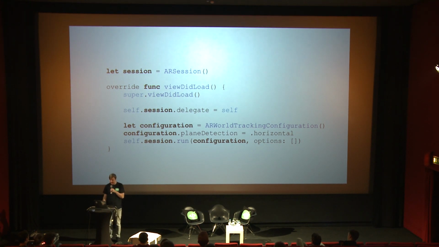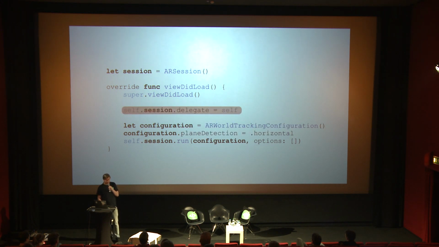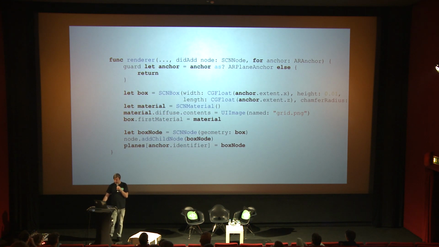So here we have an AR session without any integration to a 3D framework. This comes later. And we enable horizontal plane detection. At the moment, ARKit is not able to detect walls. It just can detect horizontal ground. And then we run the session. And from that point on, we start receiving the delegate method. And this method actually provides us with AR plane anchors.